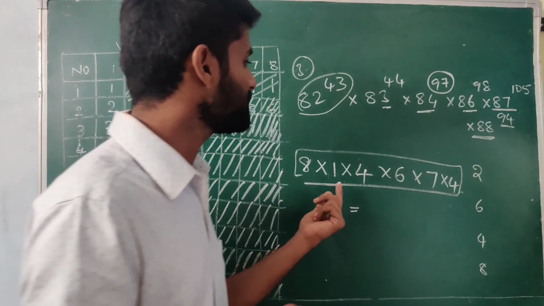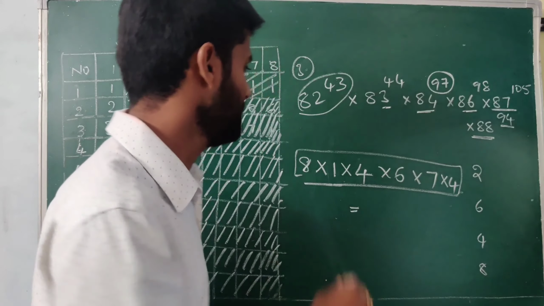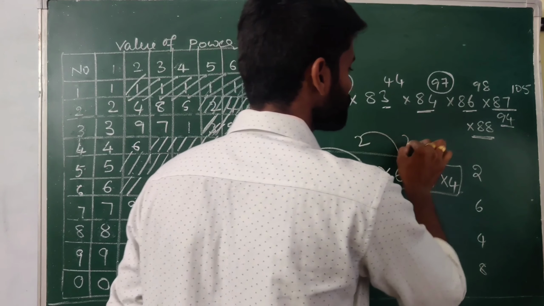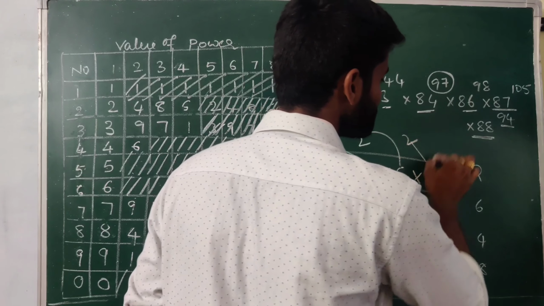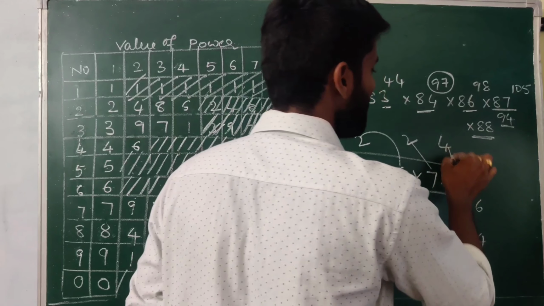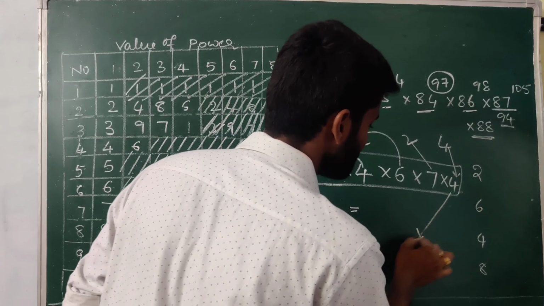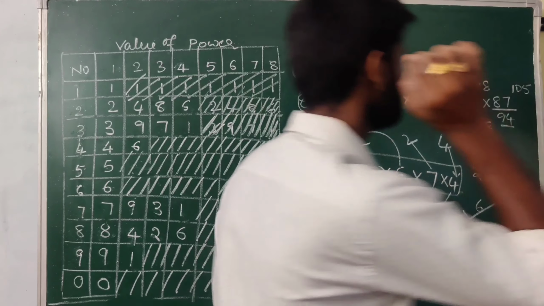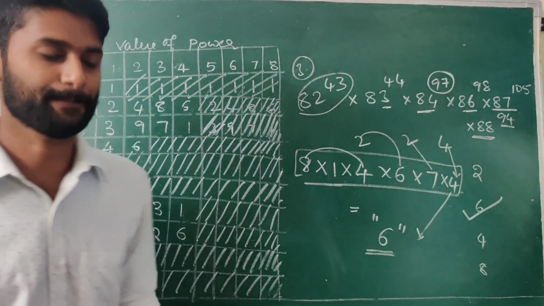And finally we take the product of all these numbers. See, 8 4s are 32, we get a 2. And 2 6s are 12, we get a 2. And 2 7s are 14, 4 as the units place. And 4 4s are 16, so 6. The units place of this expression is equal to 6 only. So the answer is 6.